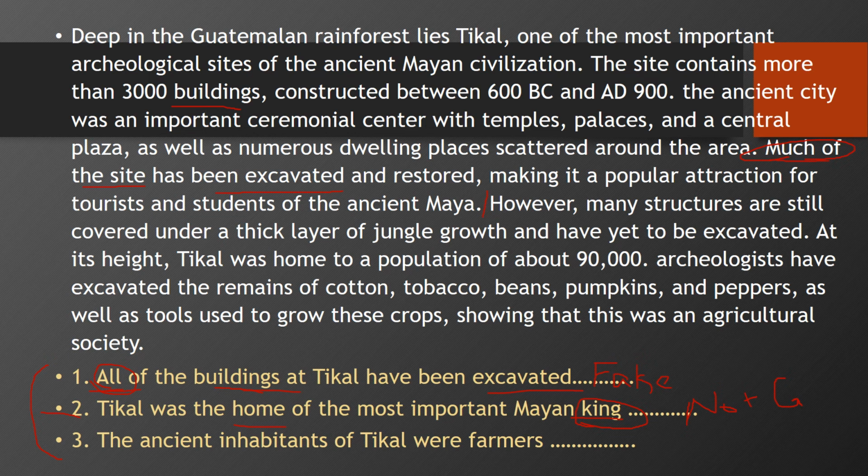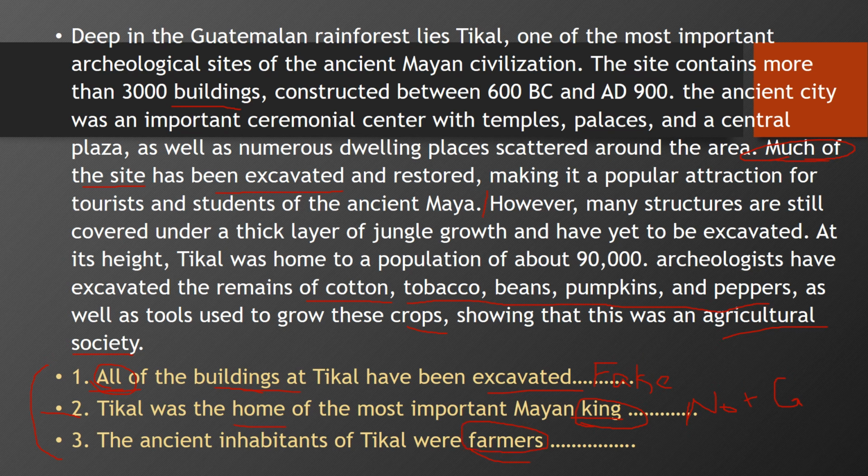However, many structures are still covered under strict jungle growth, excavated at the high Tikal were home to population. Aha! Here we go. They said the remains of cotton, tobacco, beans, pumpkins, and peppers, as well as tools used to grow the crops. The crops showed agricultural society. That means farmers, right? So the ancient inhabitants of Tikal were farmers.